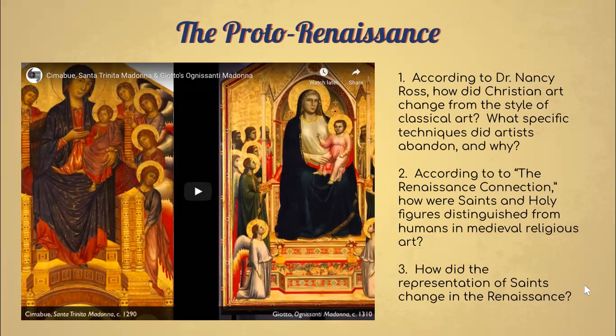Okay, so number one, according to Dr. Nancy Ross, how did Christian art change from the style of classical art? What specific techniques did artists abandon and why? 2, according to the Renaissance connection, how were saints and holy figures distinguished from humans in medieval religious art? And 3, how did the representation of saints change in the Renaissance? Okay, so you're going to be able to answer these questions once you watch the video.